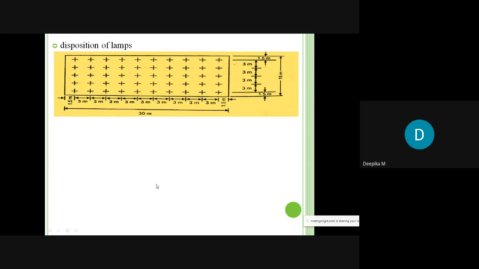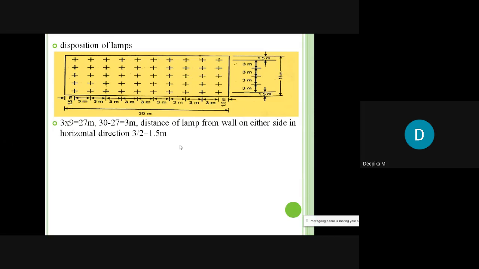So to calculate this, we will go in this way. That is 3 into 9, which is nothing but 27 meter. 30 minus 27 is nothing but again 3 meter. So therefore we are left with 3 meter. Then divided by 2 will give you the distance of the lamp from the wall side. So therefore it is nothing but 1.5 meter. If you add all these values, then you'll get the total value.